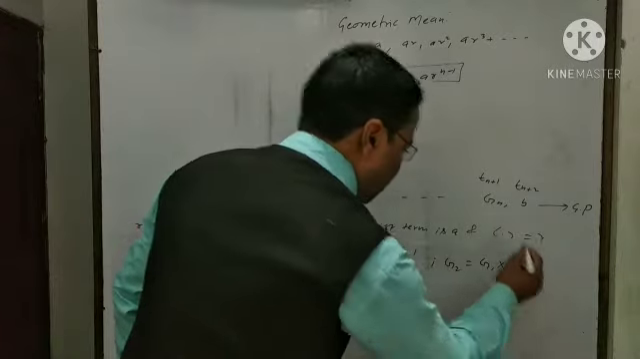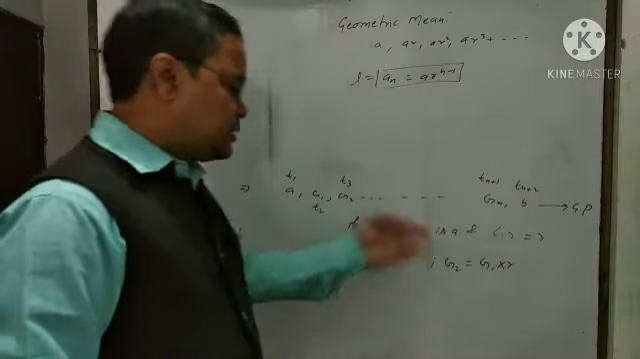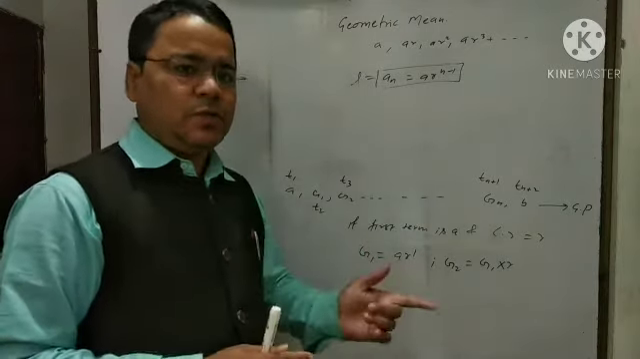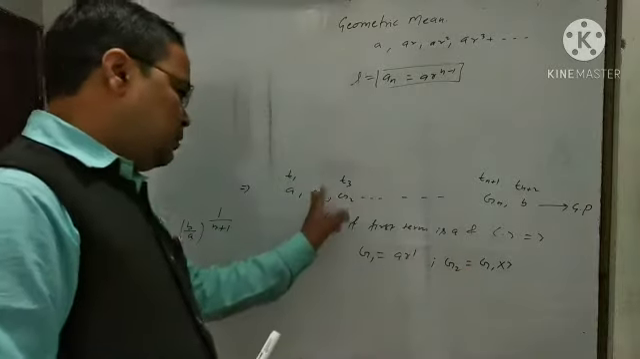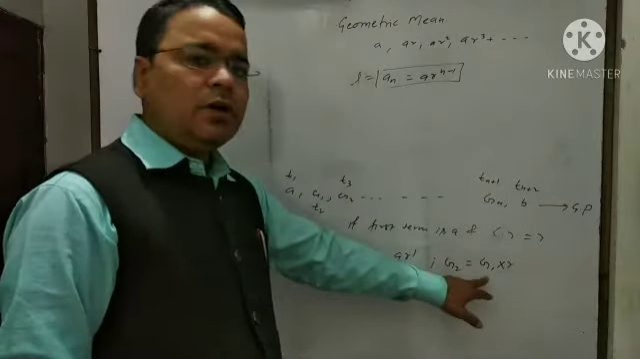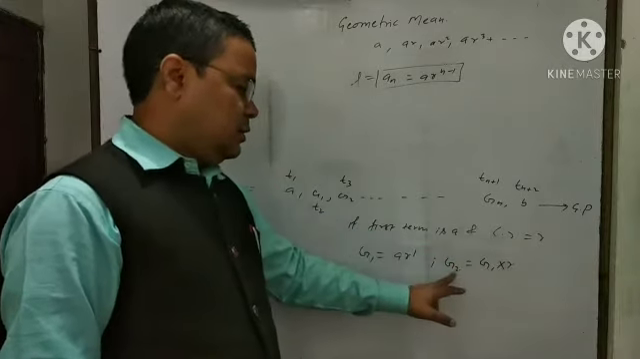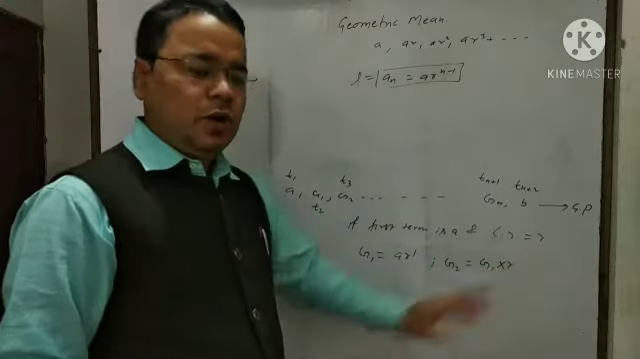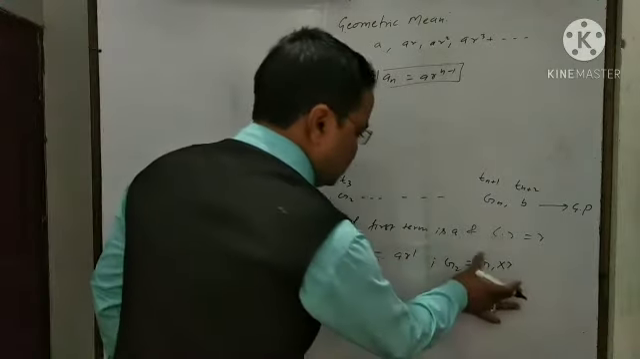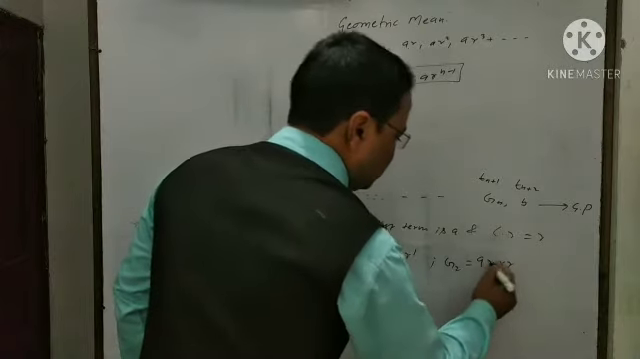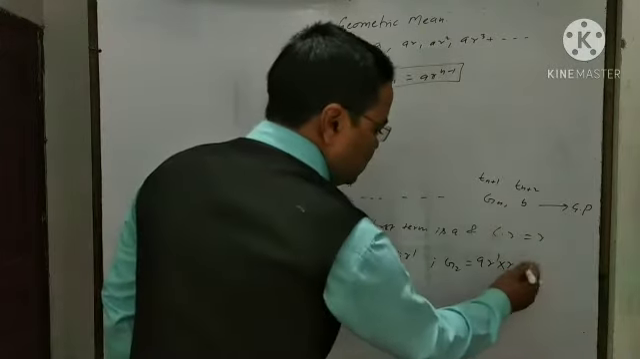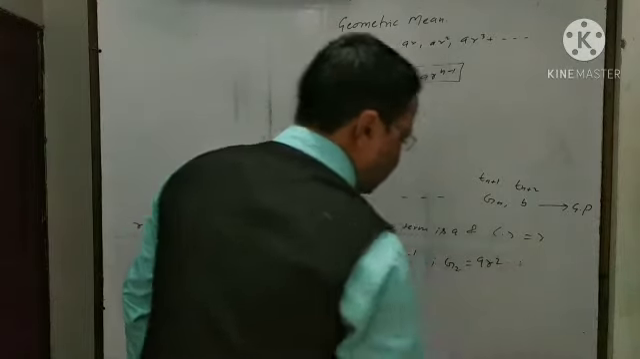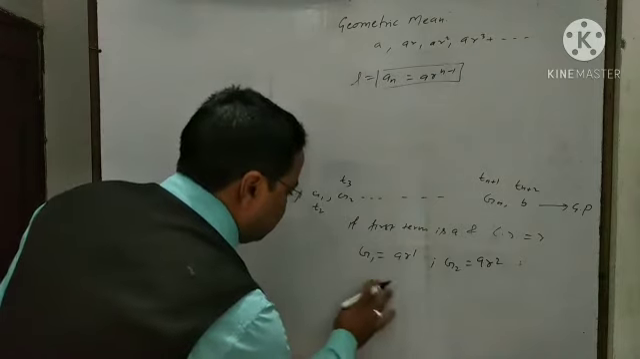Similarly here g2 is equal to g1 into r. Why? Because the next term of a geometric progression is obtained by multiplying the preceding term by a fixed value, which is called the common ratio. So here the preceding term is g1 and it is multiplied by r. Then the third term, which is g2, is obtained by g1 into r. And what is g1? g1 is a r raised to the power 1, so we can write g2 is a r square.